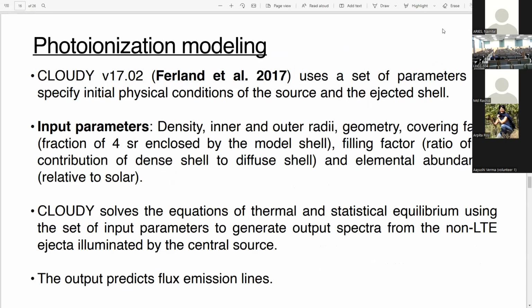So to study this problem, we approached it phenomenologically. We constructed a phenomenological model by using a photoionization code, Cloudy. Cloudy uses certain sets of input parameters, which are used to specify the initial physical conditions of the source and the ejected shell. These input parameters could be the temperature and luminosity of the central ionizing source, and the density and the inner and outer radius of the ejecta. Now, Cloudy takes these parameters and solves the equations of thermal and statistical equilibrium and predicts the output flux, and that we can compare with the observed flux.